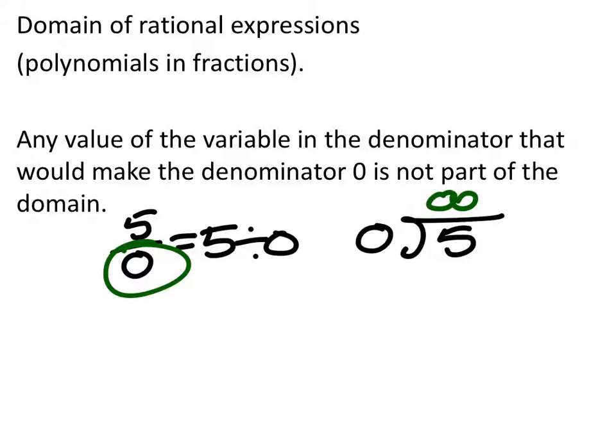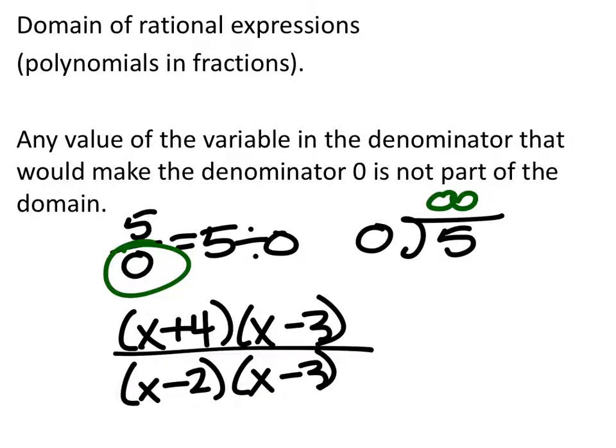Now we have to be careful with this, because even if we had an expression like this one, we can see that the x minus 3's are going to cancel out as a factor of 1. However, from the original expression, we would still say that x cannot be 3, because it would still make the original expression an undefined value. I mean, we can see hopefully there that x also cannot be 2.